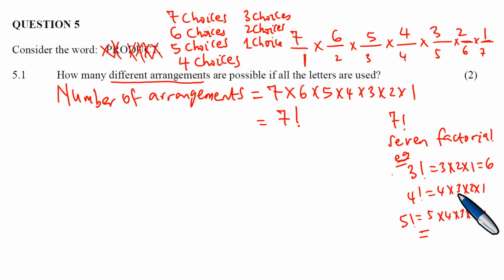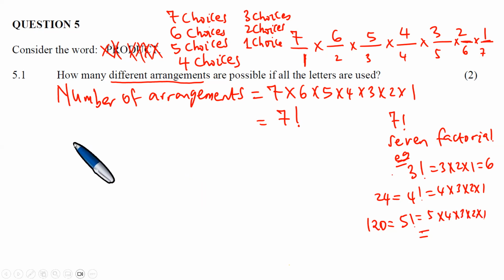4 factorial is 4 times 3 times 2 times 1. 4 times 3 is 12, times 2 is 24. So 4 factorial is 24. 5 times 4 is 20, by 3 is 60, by 2 is 120. So 5 factorial is 120.